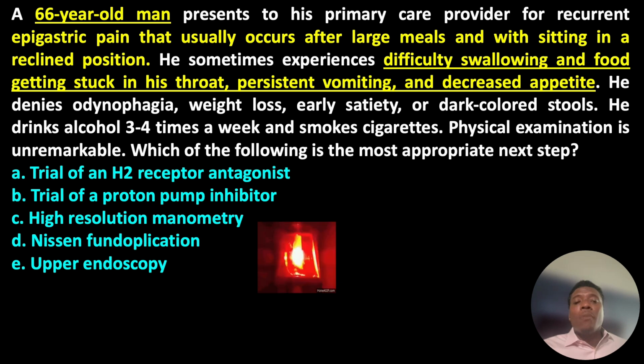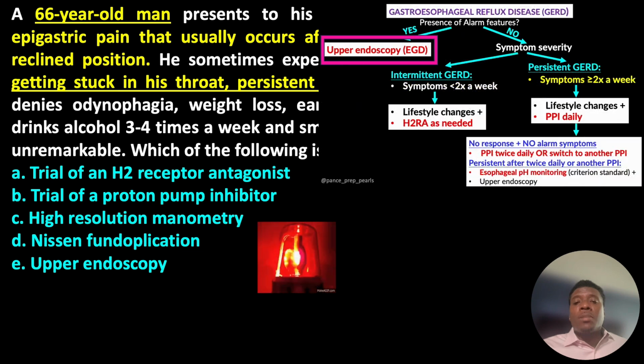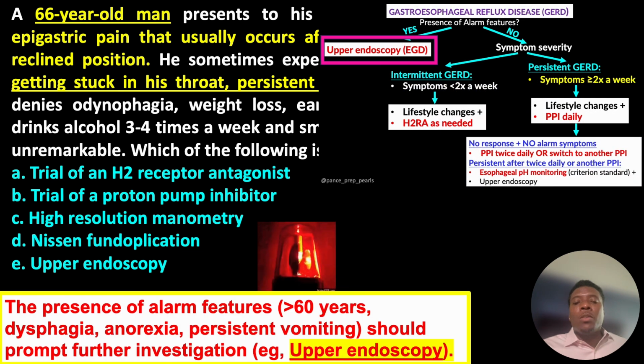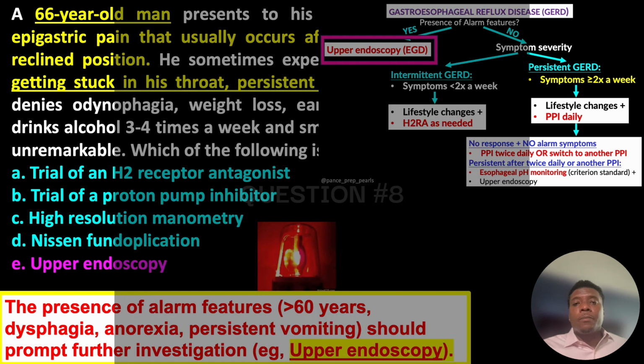In this case, you have a patient that's over the age of 60 that has difficulty swallowing food and food getting stuck, which is classic for dysphagia. So they have alarm symptoms of GERD. If you have alarm symptoms, the best test to look for alarm symptoms will be an upper endoscopy with biopsy to look for evidence of these alarm symptoms. Is there a stricture? Is there esophagitis? Or is there something even worse?